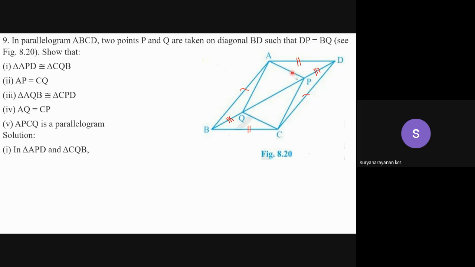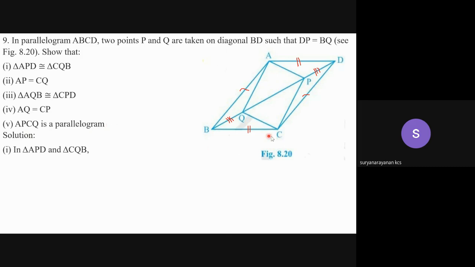Any side or any angles are equal in these two triangles, sir? Can we take AQCP as a parallelogram, sir? AQCP, that is the last part. See here, last part, fifth one. APCQ is a parallelogram. That is the fifth part. Okay, sir. After proving all these 4 statements, we prove the 5th statement.